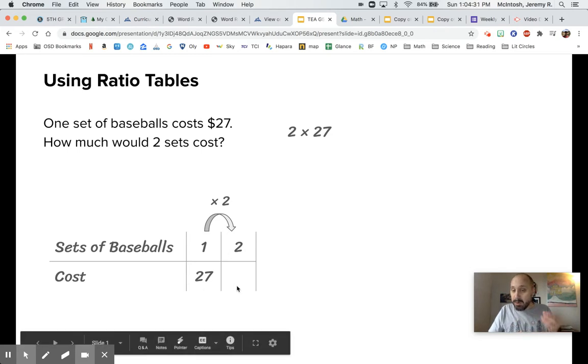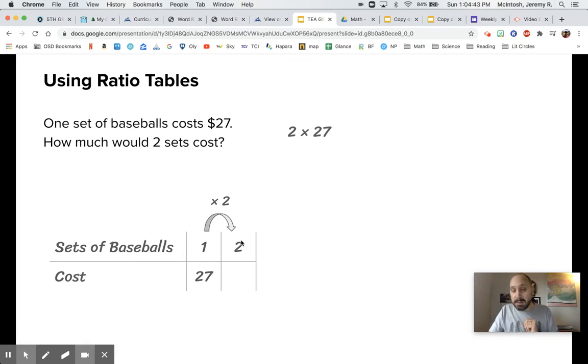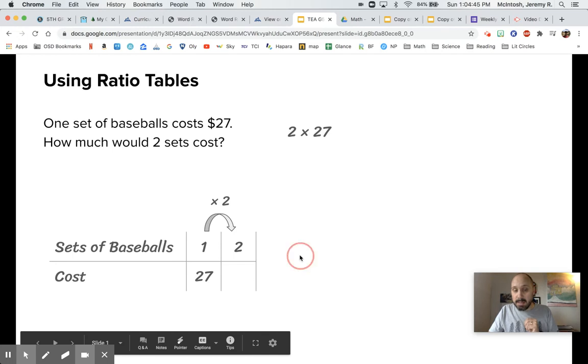So on the bottom, we do the exact same ratio. So we're going to multiply by 2. Just like with a recipe, if we're doubling the recipe, we're doubling the ingredients, okay? But in this case, we're doubling the sets of baseballs, so we're doubling the cost. 27 times 2 is 54. So two sets of baseballs cost $54.